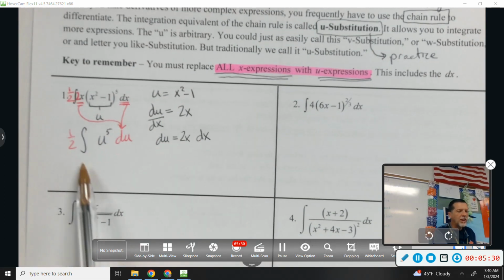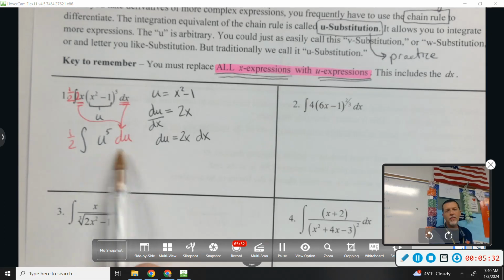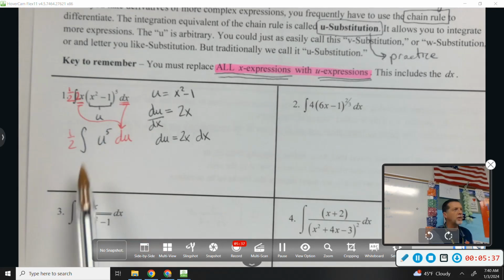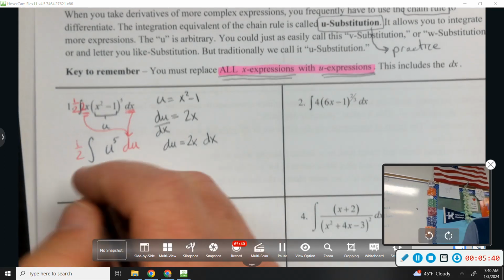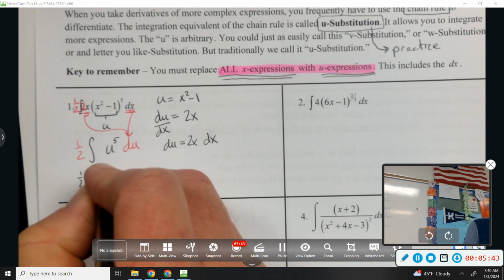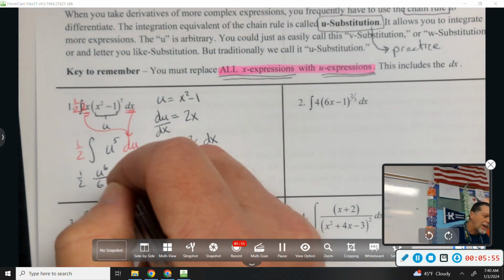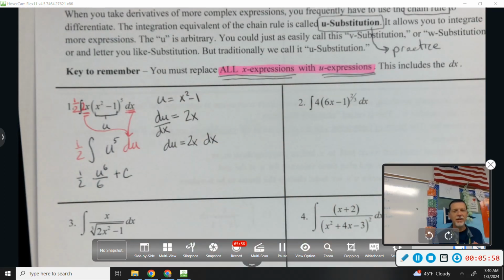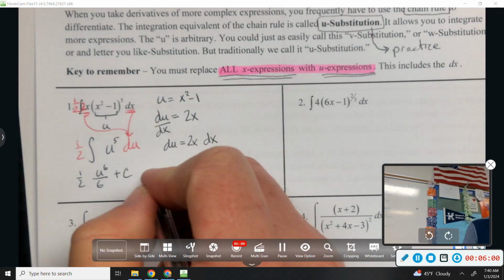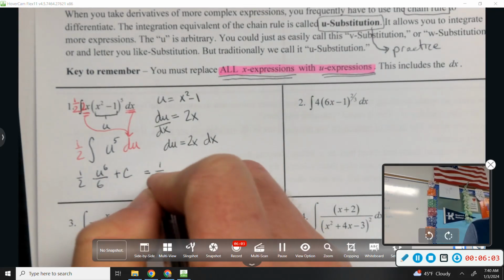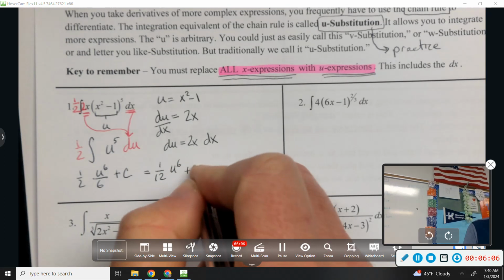So now I'm going to integrate u to the 5th du. Well, this just got a whole lot easier because now this is just a power rule thing, right? Increase the power by 1, divide by the new power. So 1/2 u to the 6th over 6th. It's been a couple weeks, but there's one more piece to that. Out of practice, plus c. So my answer is sort of 1/12 u to the 6th plus c.